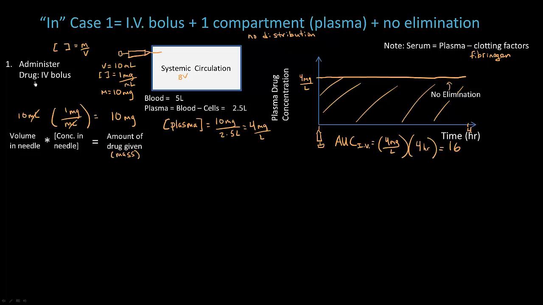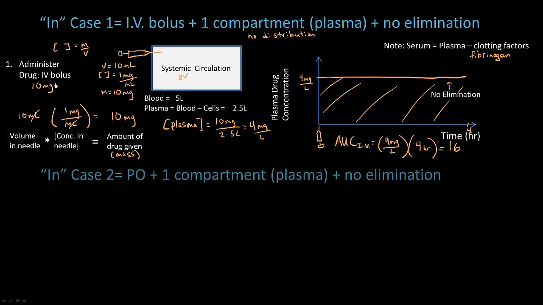All right, so this is IV bolus. We gave 10 milligrams total. Let's take this exact same 10 milligrams, and instead of giving it IV, let's give it PO, or by mouth. So here is our second case, and it's the second easiest case we can deal with. We're giving the same amount of drug, PO, and so PO means per os.